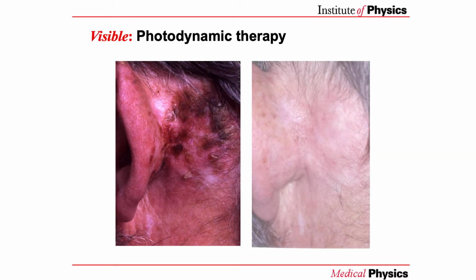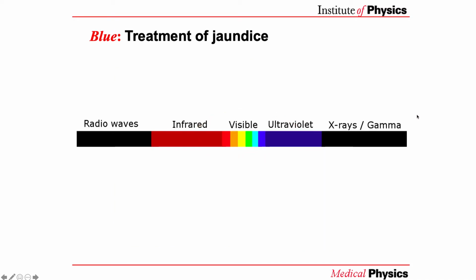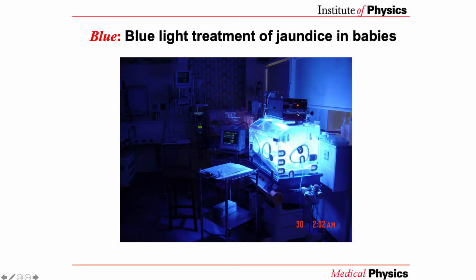You can also use visible light to remove skin blemishes. Treatment of jaundice: jaundice is when the liver's not working properly and there's a build-up of a yellow substance in your skin which turns you slightly yellow, and you can use blue light to break down that yellow bilirubin in your skin. Very often newborn babies will have jaundice, and they can use this blue light to get rid of that yellow compound in the skin.